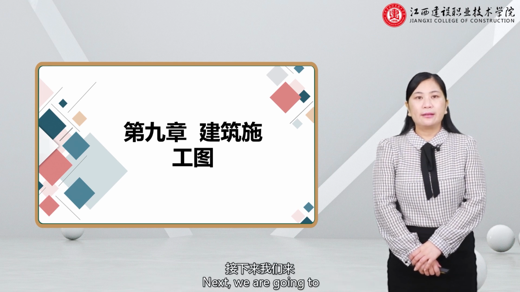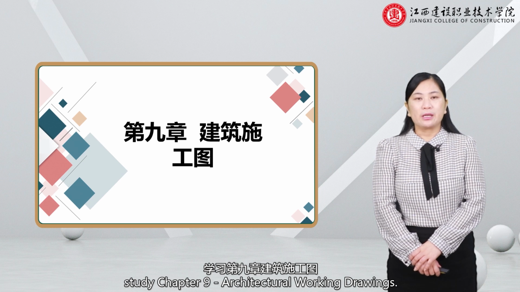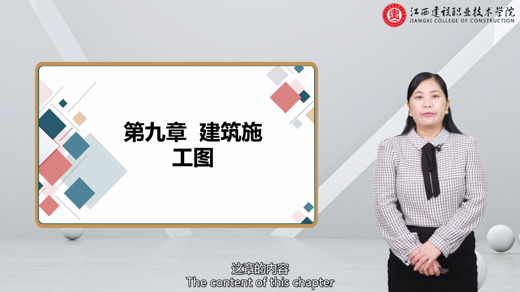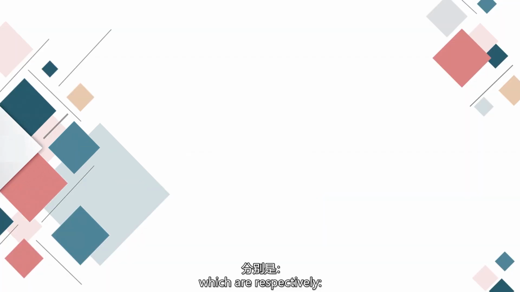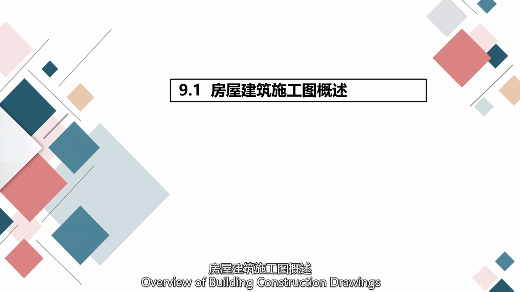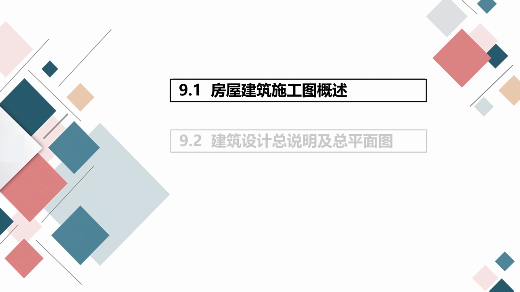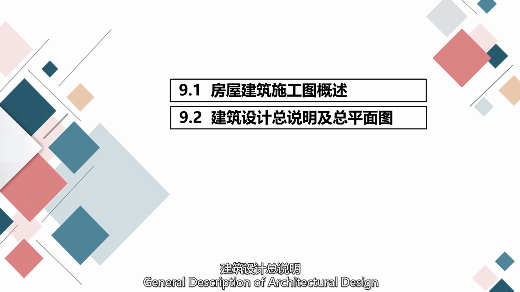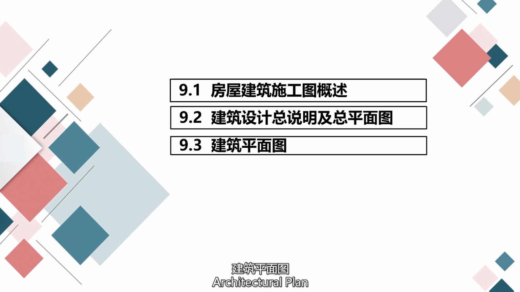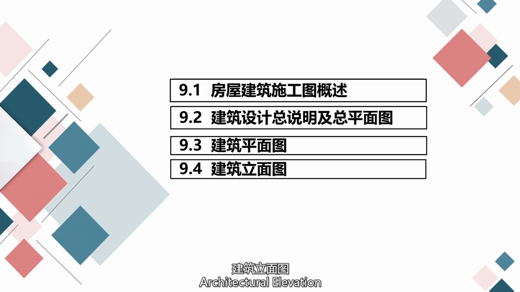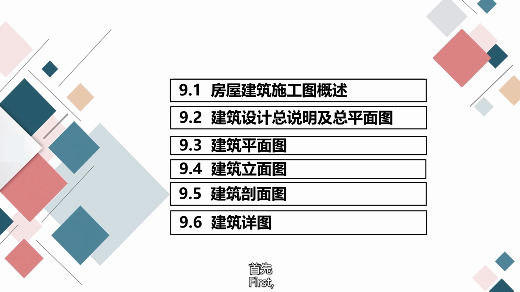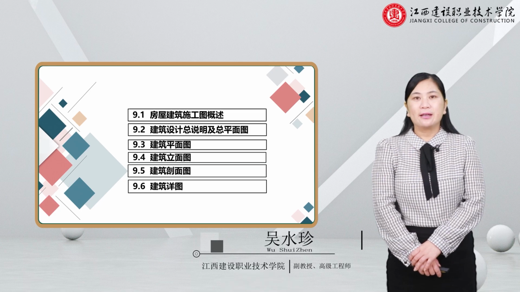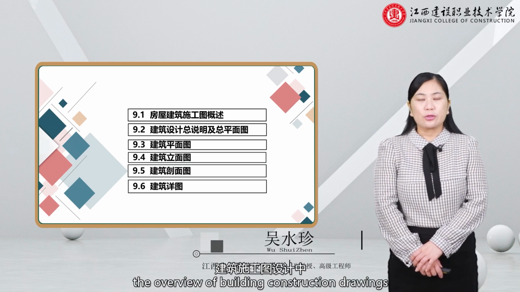Next, we are going to study Chapter 9 Architectural Working Drawings. The content of this chapter is divided into 6 sections, which are respectively: Overview of Building Construction Drawings, General Description of Architectural Design, General Layout Plan, Architectural Plan, Architectural Elevation, Architectural Section, and Architectural Detail. First, we will explain the overview of building construction drawings.